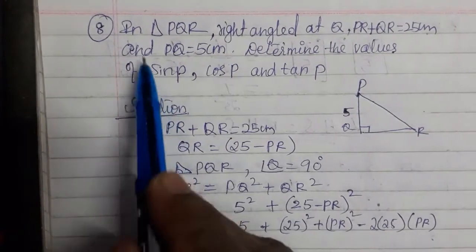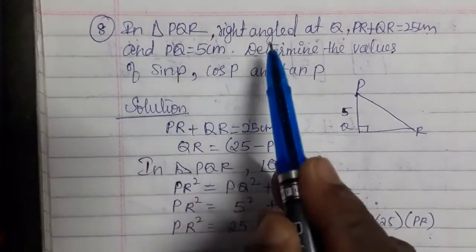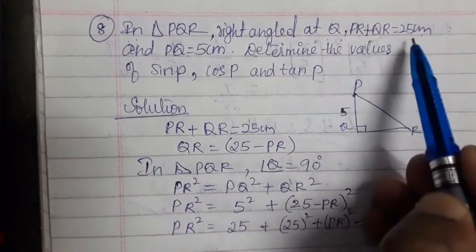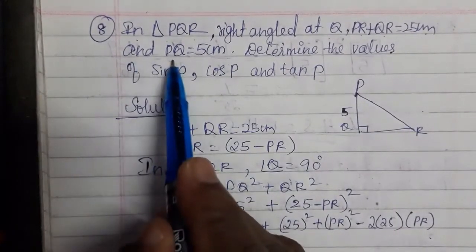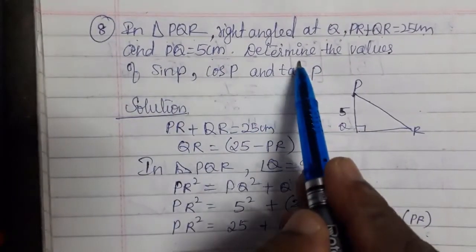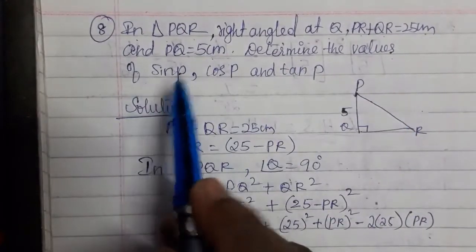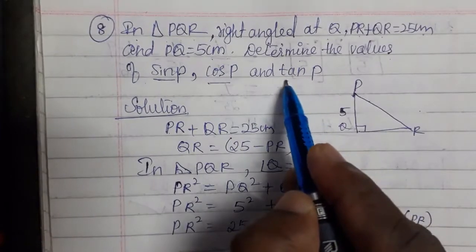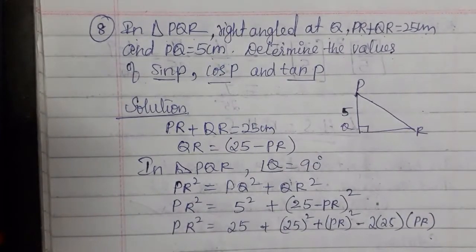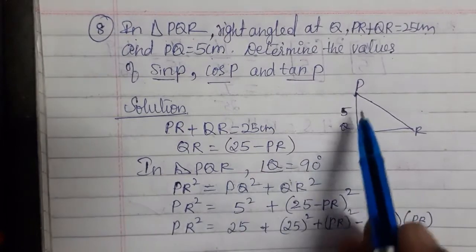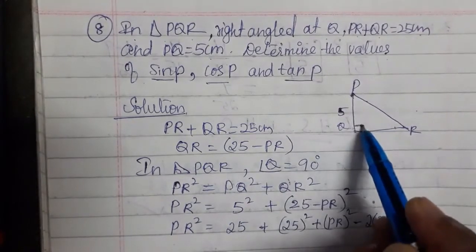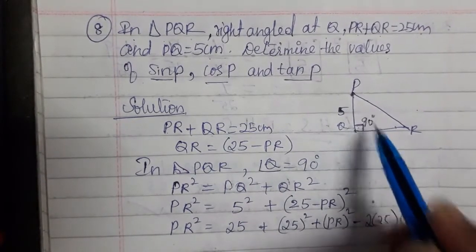The next important sum is in triangle PQR, right angled at Q, PR plus QR is equal to 25 centimeter and PQ is equal to 5 centimeter. Determine the values of sin P, cos P and tan P. Now for that you require one right angle triangle PQR. Angle Q is 90 degree.